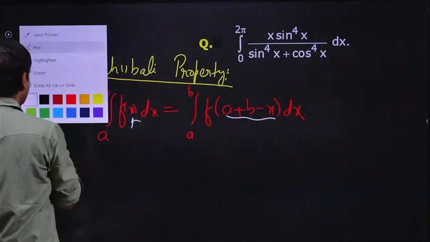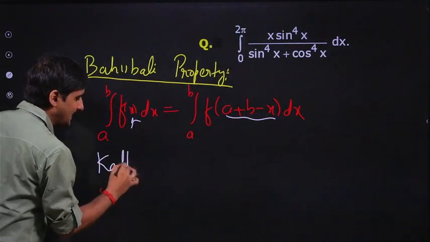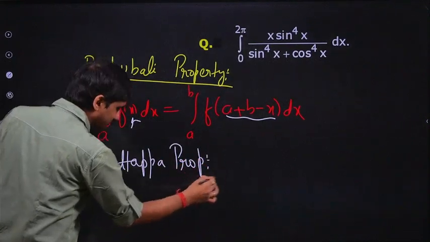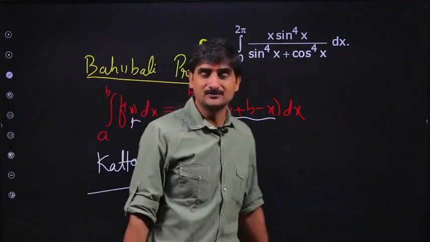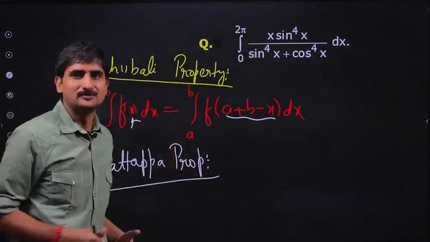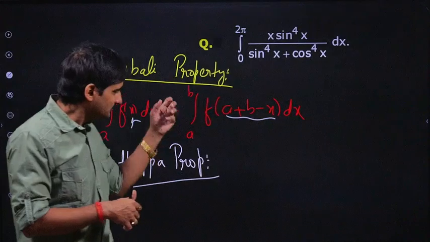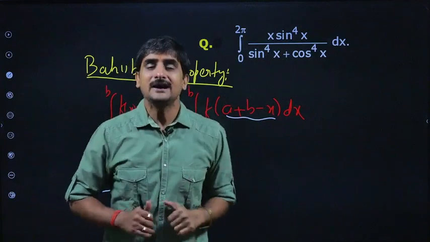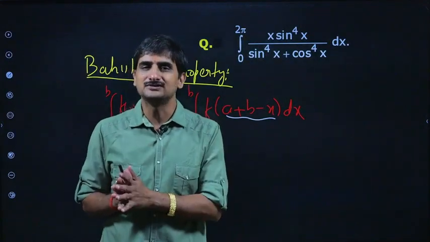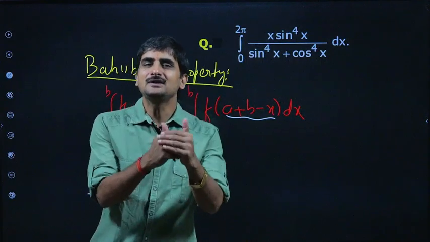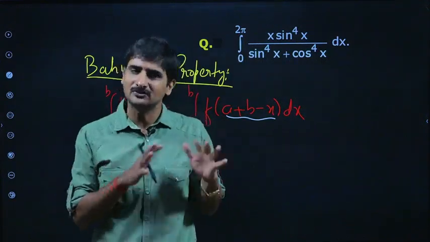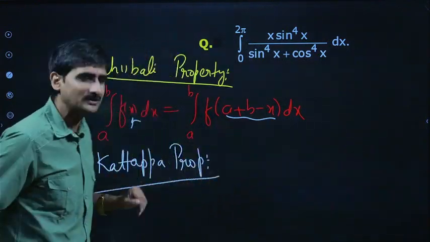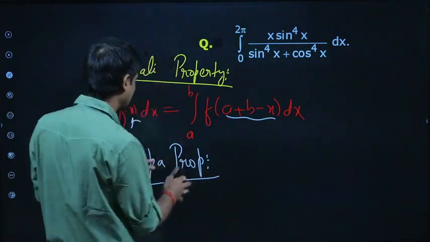Then I took the name of Katappa property also. See, why do I call it Katappa property? Because if you have seen that Bahubali movie, Katappa follows Bahubali. Normally, Katappa property alone might not be useful to solve the question. So normally we use it in between Bahubali property or after Bahubali property, somewhere along with it. It is always attached with Bahubali property. Most of the questions I found it, so that's why I call it Katappa property.